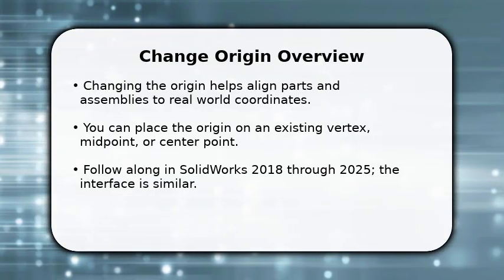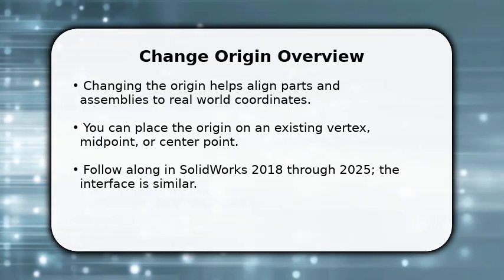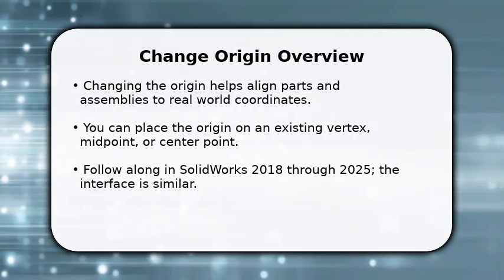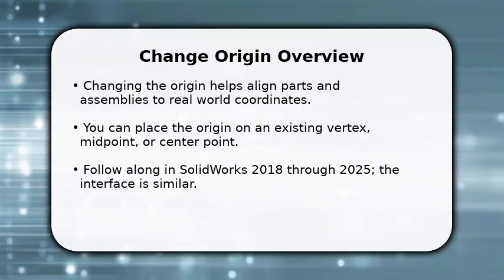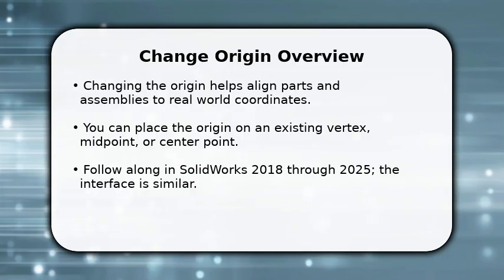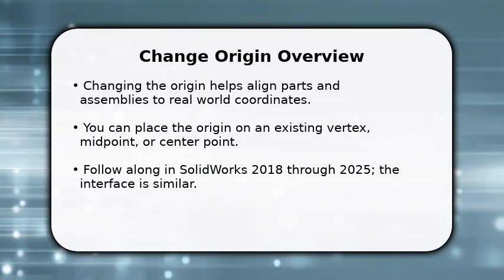This guide explains how to change the origin in SolidWorks quickly. Changing the origin helps align parts and assemblies to real-world coordinates. I will show use of move origin, reference geometry, and sketches. You can place the origin on an existing vertex, midpoint, or center point. We will cover both part files and assembly workflows step by step.